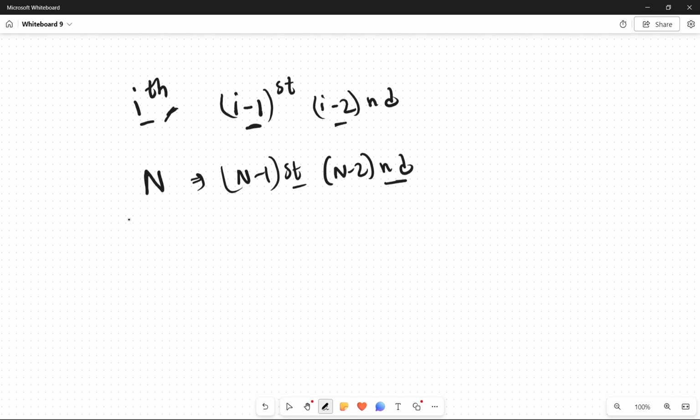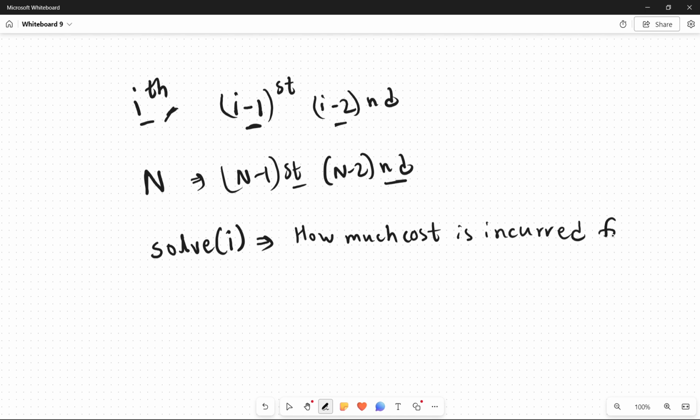Now how we will solve it is that, suppose my function is solve of i. Solve of i returns how much cost is incurred from going from 1 to i.